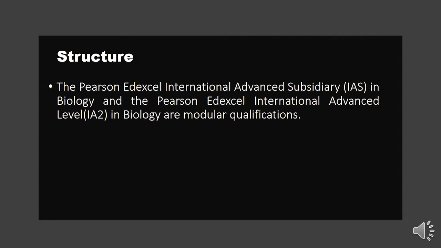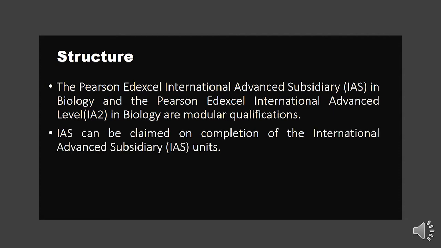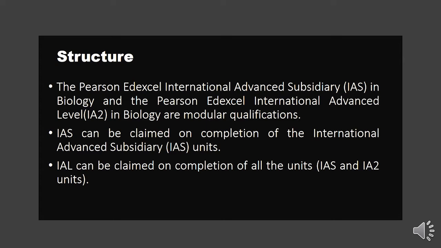In order to claim the IAS qualification, you need to complete the 3 units that fall under this level, and in the same way, in order to claim the overall IAL qualification certificate, you need to complete all the 6 units over a period of 2 years.